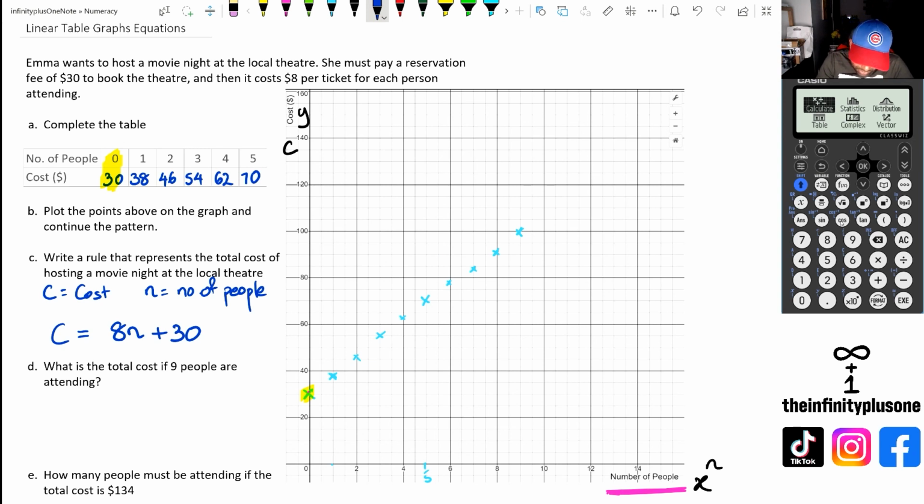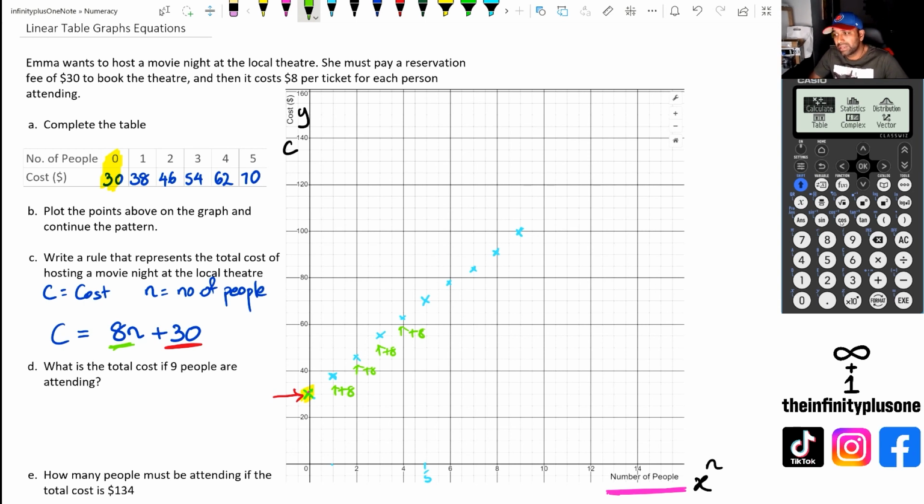Now this is something quite useful to know because you will see, I'm going to put this here, the 30 is kind of like the starting point right there. And then if you look at the 8 itself, this is how much the y values are going up by. So it's always increasing by 8. So that's why it's always increasing by 8 because we know it's $8 per ticket.